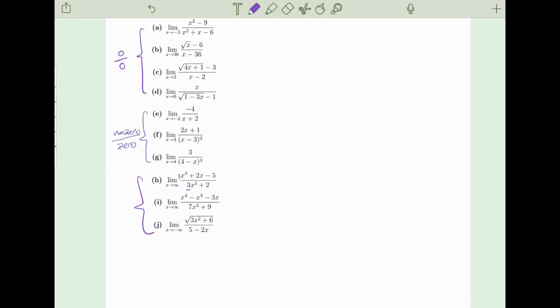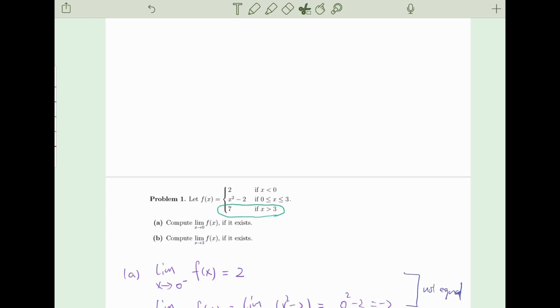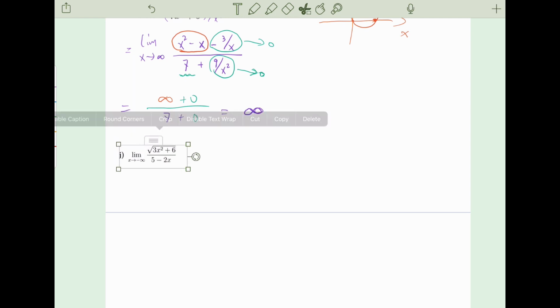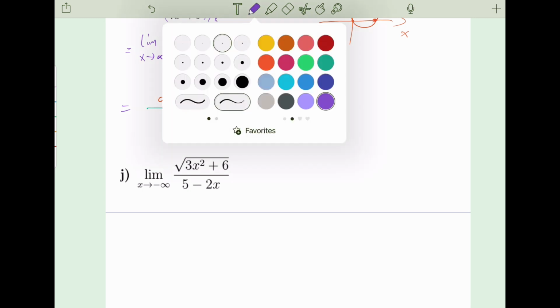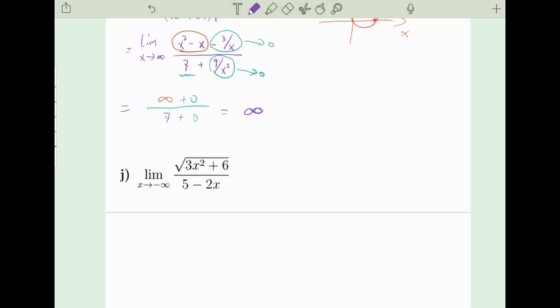Now the last question, question J. We do it the same way. Divide the top and the bottom by the highest power in the denominator. The highest power in the denominator is apparently x, so we're dividing this by x, dividing this by x. Okay, so now we have x goes to negative infinity. So we're going to let this x go into the square root. That is our goal, right?